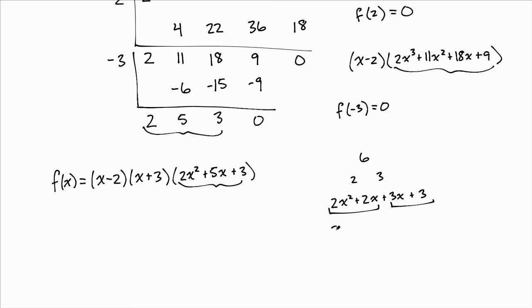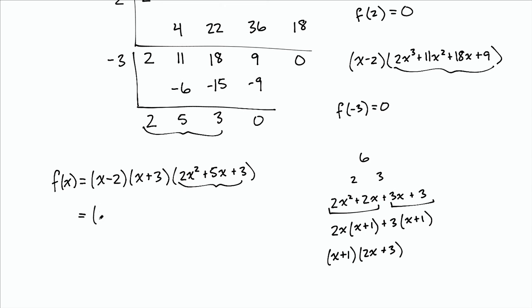The first group, we pull a 2x out. We're left with an x plus 1. The second group, we pull a 3 out. We're left with an x plus 1. Now that they both have an x plus 1, we can pull it out, and we're left with a 2x and a plus 3. So that's how our quadratic factors.